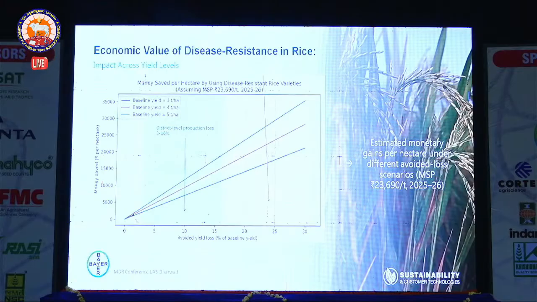And this is the economic value of the disease resistance in rice, for which the coming impact across yield levels, developing new models where we see, identifying or decision making in breeding, 3 to 16%.